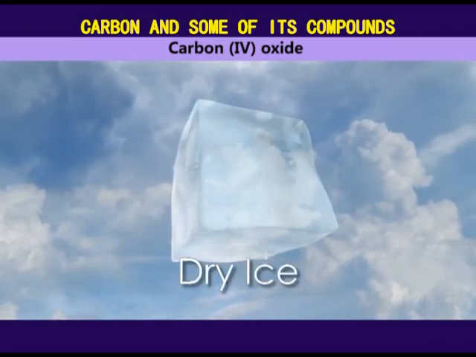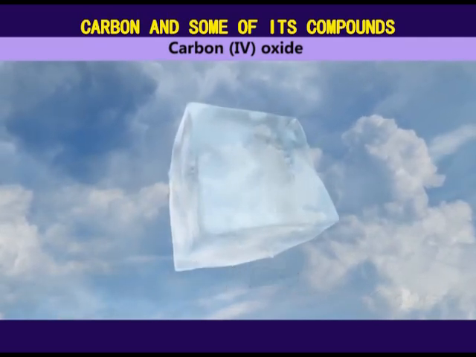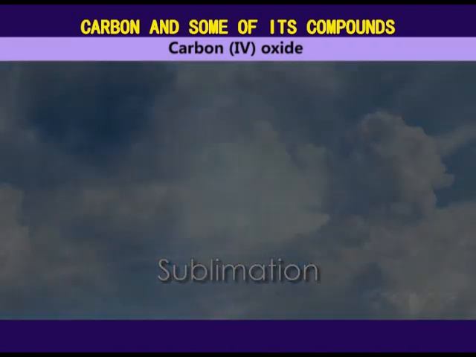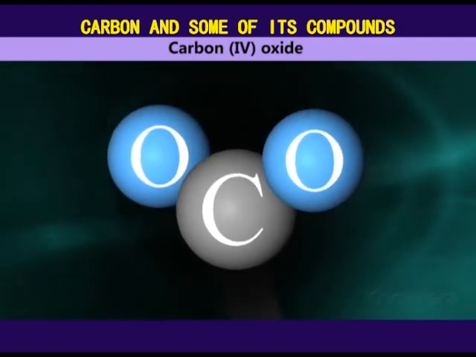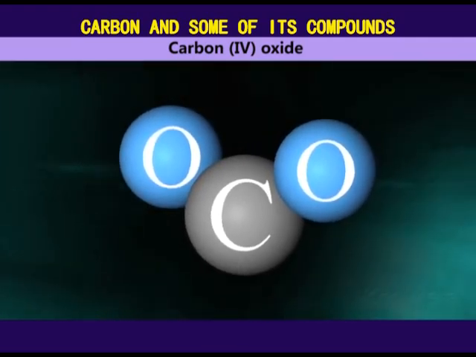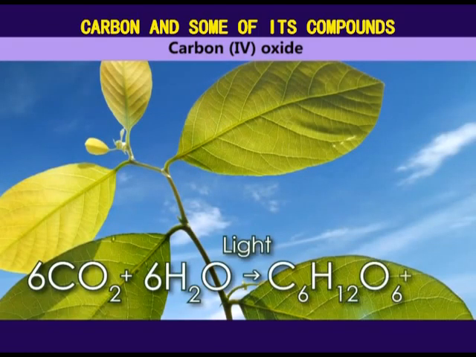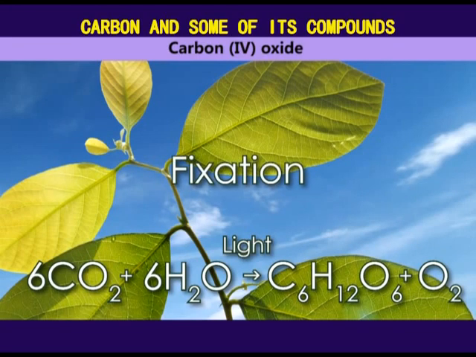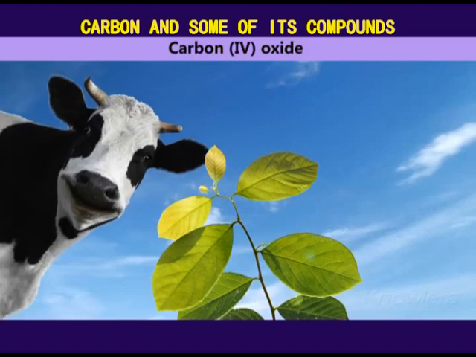Because it takes a lot of pressure to turn carbon 4 oxide into a liquid, when dry ice warms up, it turns directly from solid to a gas in what we call sublimation. Carbon 4 oxide is a rich source of the element carbon and the most important building block of life on Earth. Green plants use carbon 4 oxide during photosynthesis, turning the carbon into the sugar glucose during the process of fixation. Animals now use the glucose for energy.